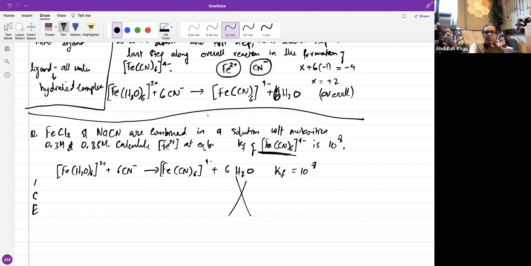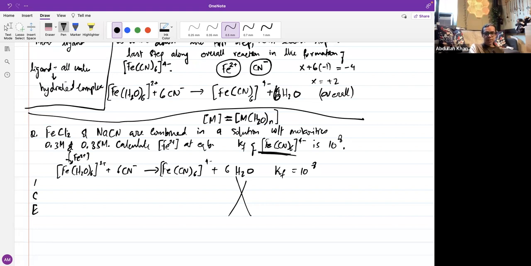Here's something to note. The concentration of the metal and the concentration of the hydrated metal is always the same, because all of the metal in solution already exists in the hydrated form. If you dissolve a metal, it will immediately turn into its hydrated form. So this is simply saying, what is the Fe2+ concentration?